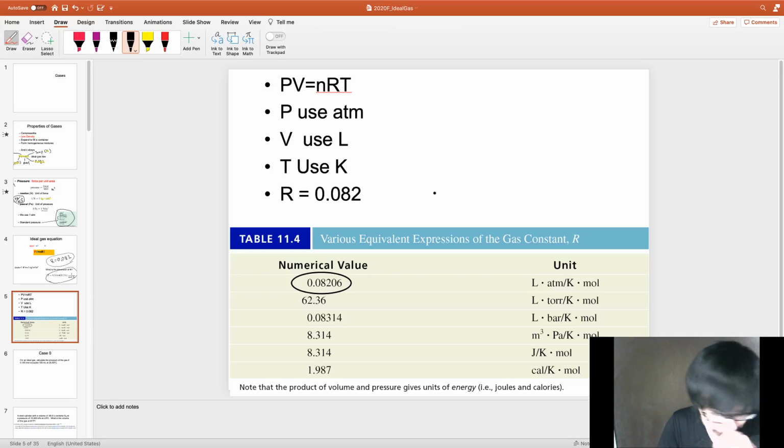So for the first half of this lecture 5, we are going to be concentrating on using this guy right here. The unit is this. And then maybe the second half of lecture 5, we're going to come back to this 8.314. So to summarize, we use atm, for volume use liter, for T use K. And then R, we're good enough to use 0.082 all the time.